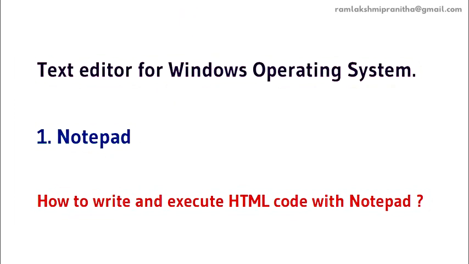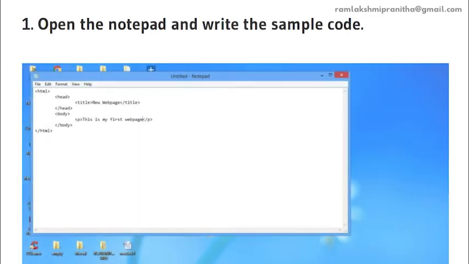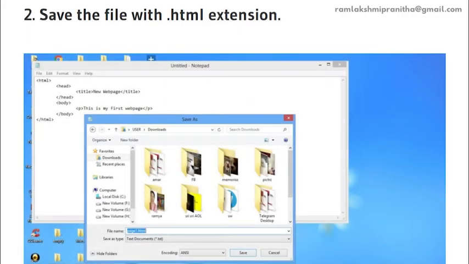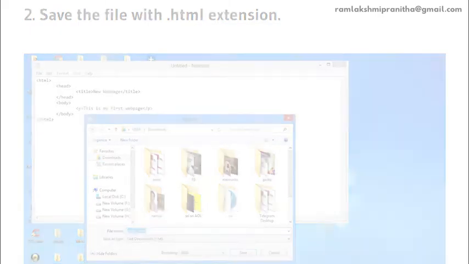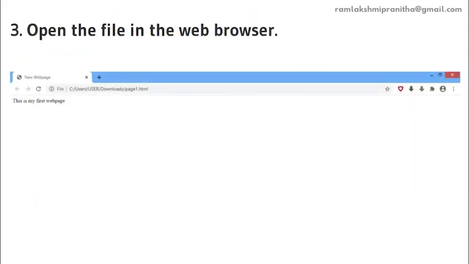Text editor for the Windows operating system. 1. Notepad. How to write and execute HTML code with Notepad. 1. Open Notepad and write the sample code. 2. Save the file with the HTML extension. 3. Open the file in the web browser.